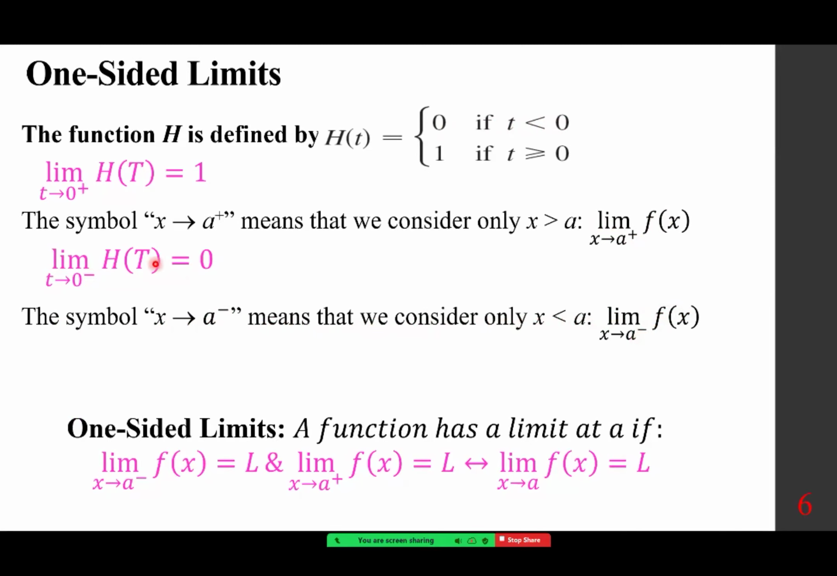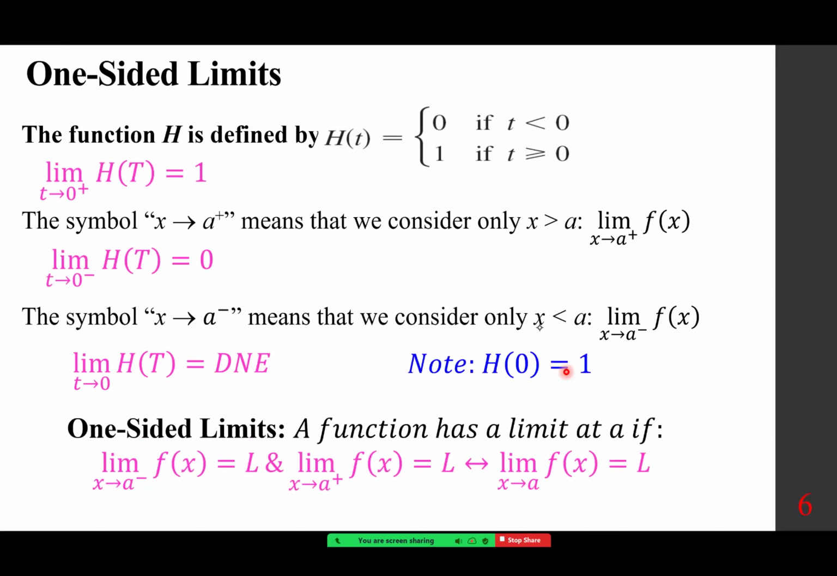And since these two are not identical, according to the limit theorem, when one-sided limits are not the same, the limit does not exist. Also, I want you to note h of 0 is 1, because at 0, the equality goes here. Therefore, h of 0 is 1.